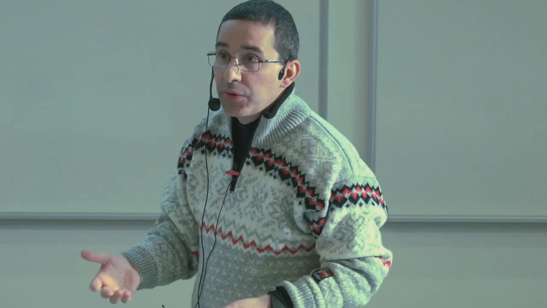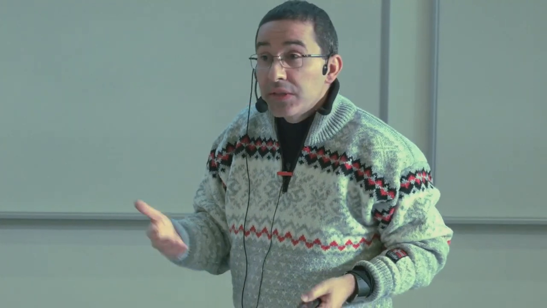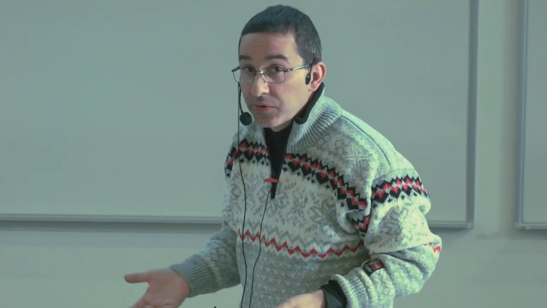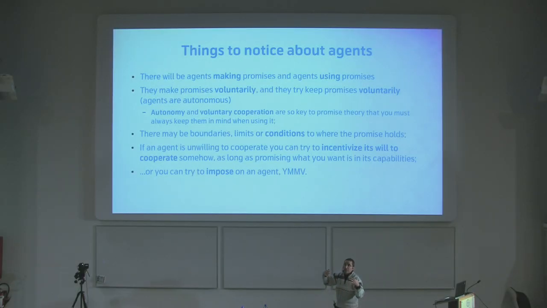All the agents that we have talked about make promises voluntarily. There is no one holding a gun to the head of the personal trainer to offer you something. But even if there was, she can still choose if she prefers to be killed rather than promise you something, right? And agents may cooperate with each other to make a bigger promise. We'll see something in a few slides. So this idea of autonomy and voluntary cooperation is also very important.